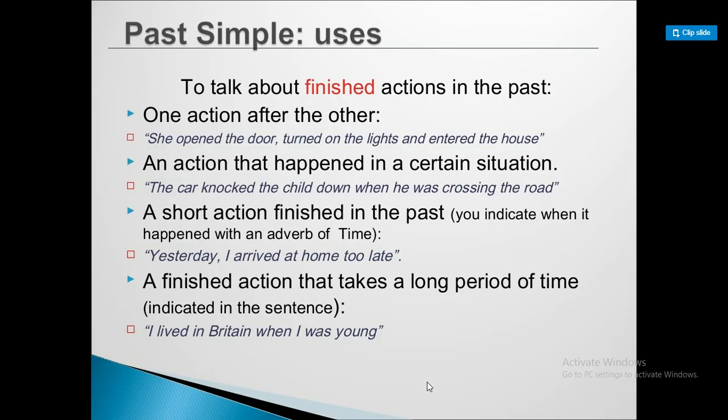A short action finished in the past. You indicate when it happened with an adverb of time, like: yesterday I met my friend. Yesterday I arrived at home too late.